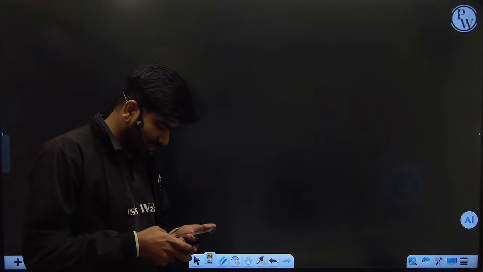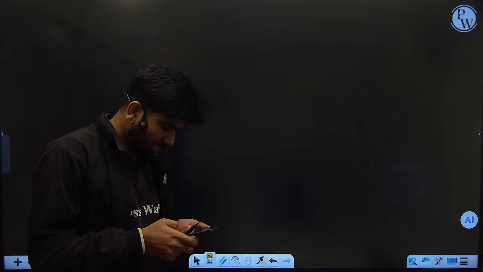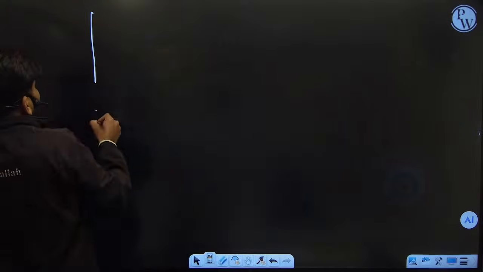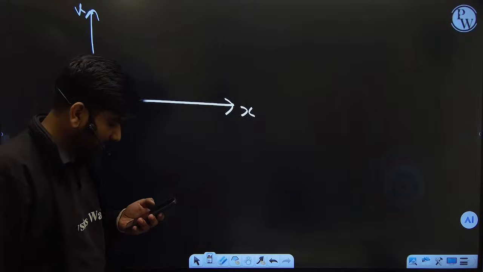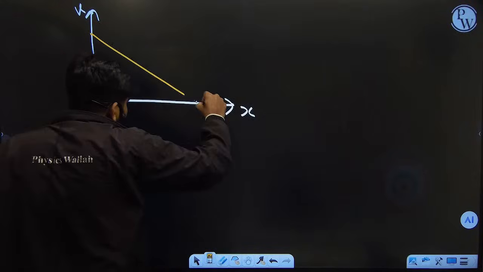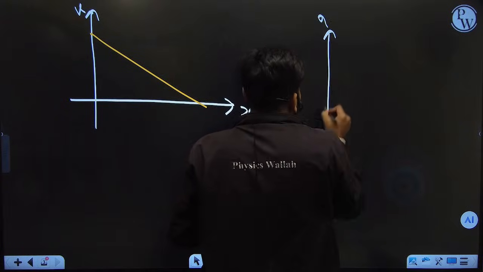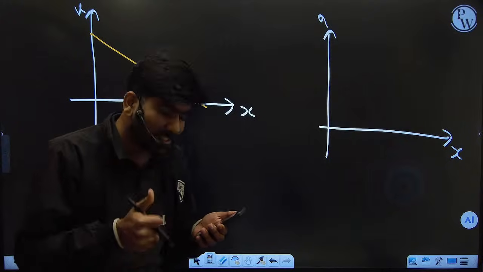Okay, moving on to the next question, and we'll see the question levels are still not that tough. The shift overall is easy only. Okay, next question goes like this. We have a velocity displacement graph. So I will draw a graph here, velocity on the y-axis and displacement on the x-axis. The graph looks something like this. We have to draw the acceleration displacement graph from the velocity displacement graph. Okay, so that's the question.